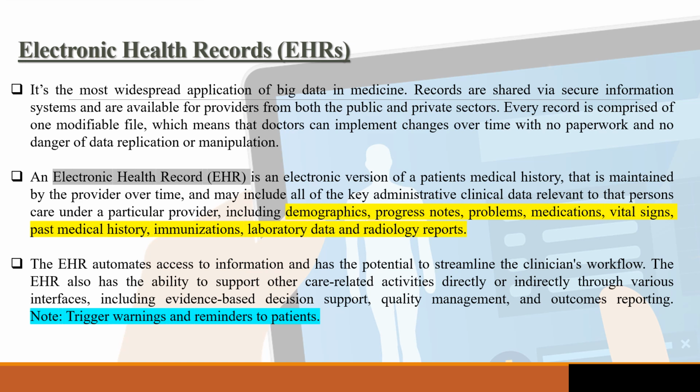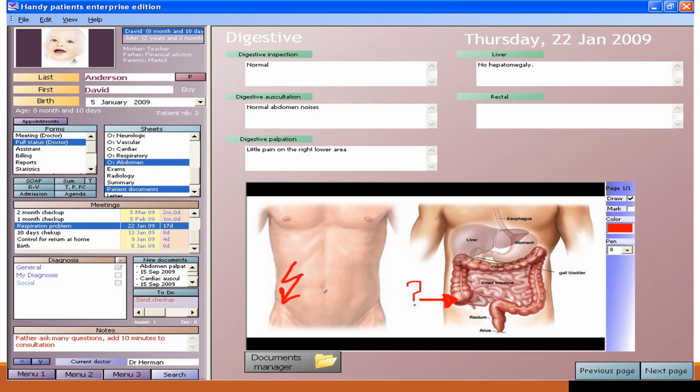It helps to access the information and has the potential to streamline the clinician's workflow. It has the ability to support other case-related activities directly or indirectly through various interfaces. Trigger warnings and reminders to patients are also one of the major functions of electronic health records. This is how electronic health records are maintained, with forms, sheets, meetings, diagnoses, new documents, notes, daily reminders, etc., all of which are managed electronically.